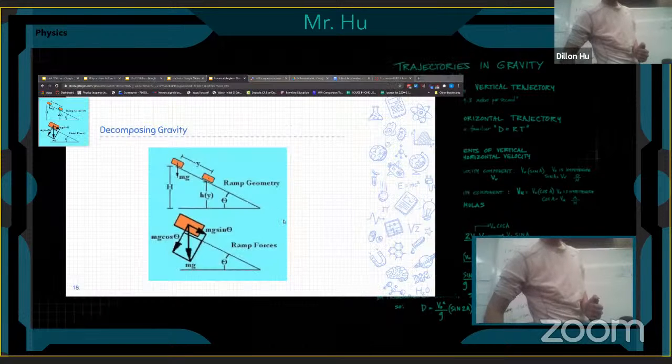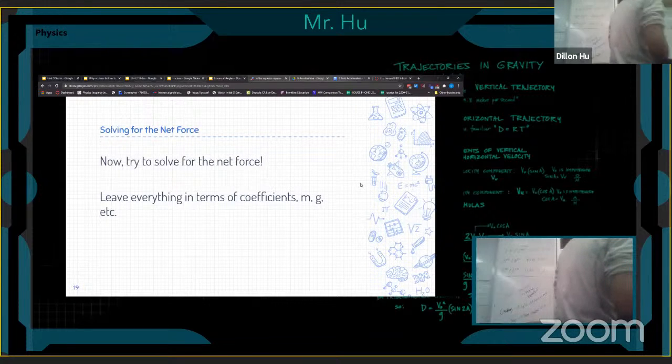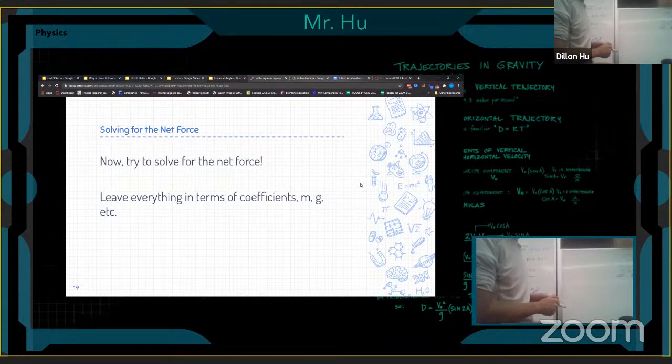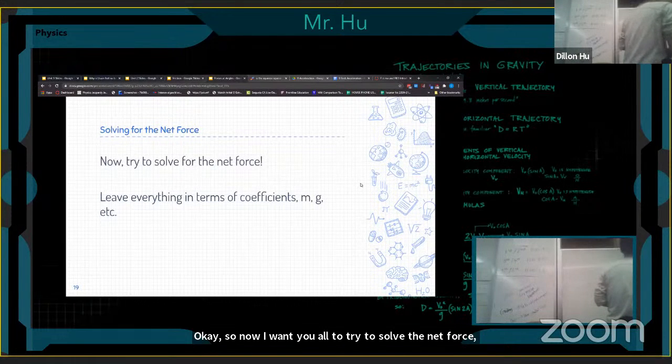Okay, now I want you all to try to solve for the net force while leaving everything in terms of coefficients. So like mg, coefficient of friction mu k, leave all of those in terms of coefficients. See what you can do and try to solve for the net force now that we've broken down the force of gravity into parallel and perpendicular components.